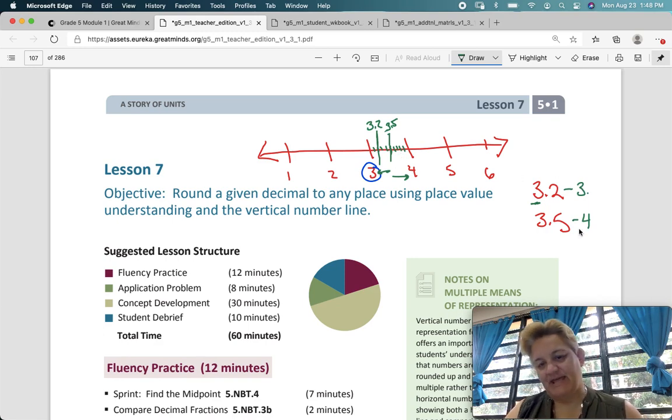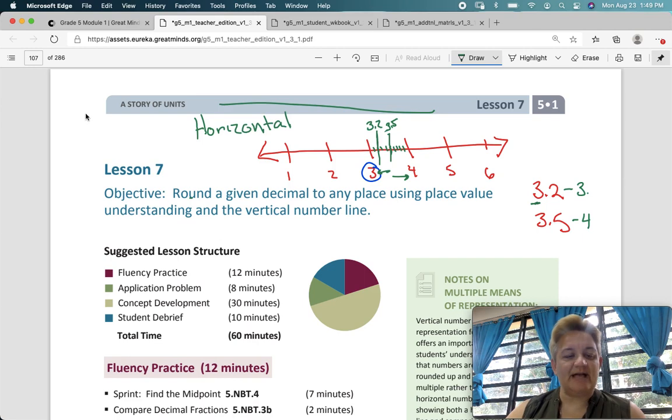Okay, so this is just basic rounding, okay? And we can round to any place on the place value chart, okay? So they want us to round a given decimal to any place using place value understanding and the vertical number line. Now this line that I drew is horizontal because it's on the horizon, it goes across. But they want us to learn how to do it vertically. So I'm going to draw a line like this. Okay? So at the top is my 6, and then 5, 4, 3, 2, and 1.